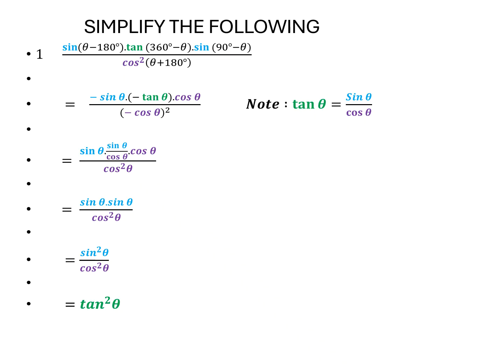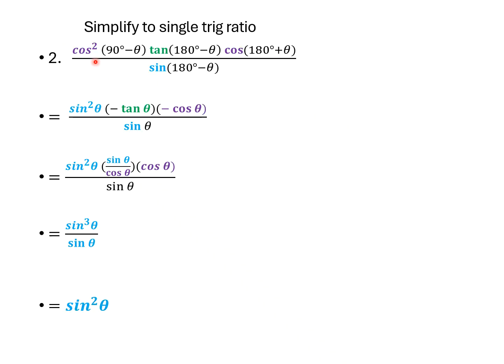All right. Problem number 2, we have cos squared 90 minus theta, tan 180 minus theta, cos 180 plus theta over sine 180 minus theta. So 90 minus theta falls in the first quadrant. In the first quadrant, everything is positive, but cos there would become sine. So that becomes sine squared theta. For tan, 180 minus theta is in the second quadrant. In the second quadrant, tan is negative. So that becomes negative tan theta.